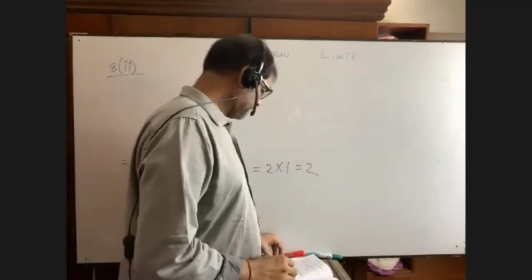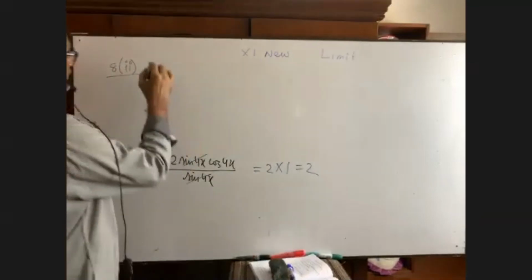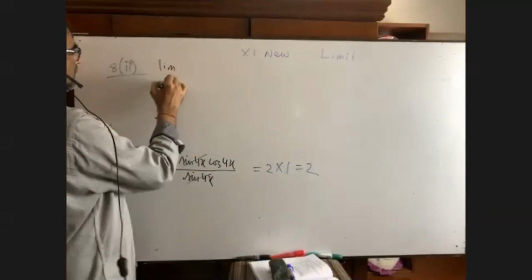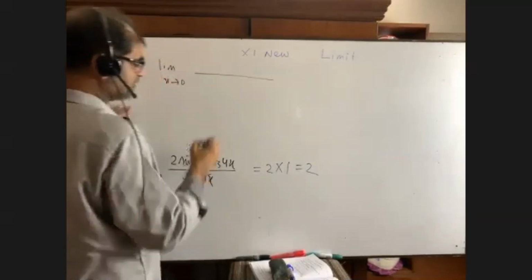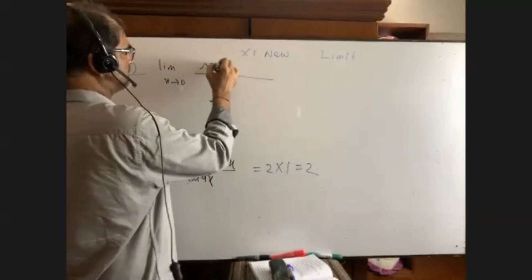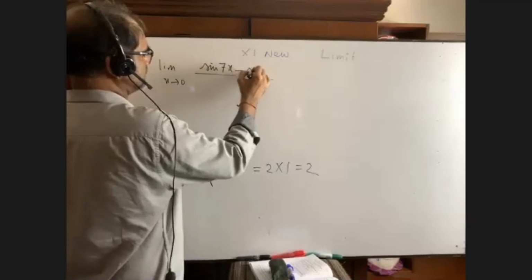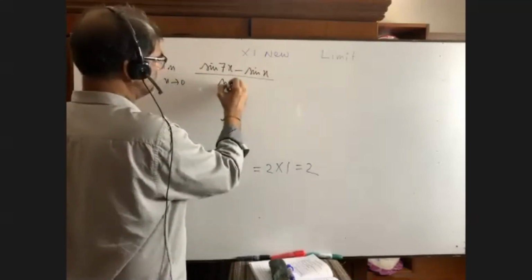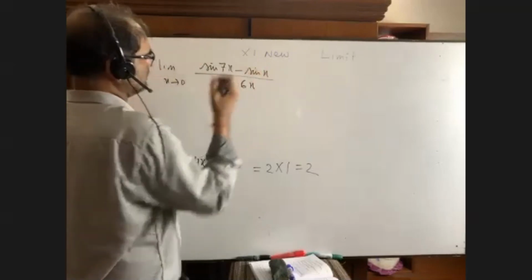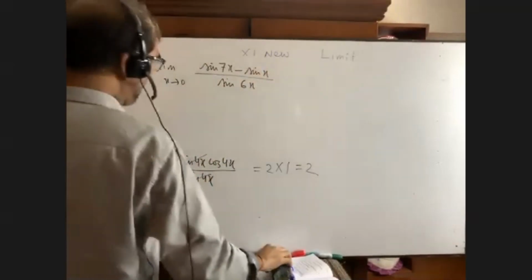Sine 7x minus sine x. Limit x tends to 0 of (sine 7x minus sine x) by sine 6x. You do.